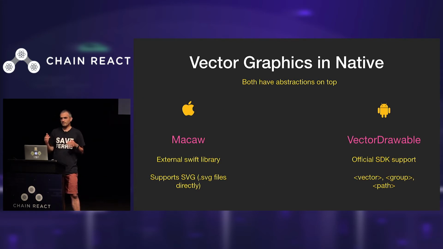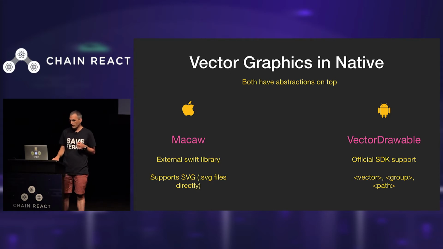Over the course of time, there were some abstractions on top of it. There is a very famous third-party plugin in Apple called Macaw. And on Android, the official SDK already has a newer library called Vector Drawable, relatively new, which starts to look like SVG in terms of markup language and elements. However, those are different elements, not SVG.